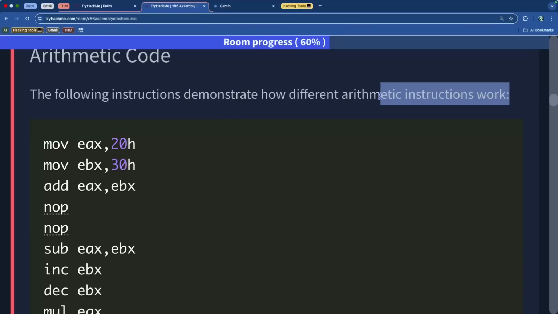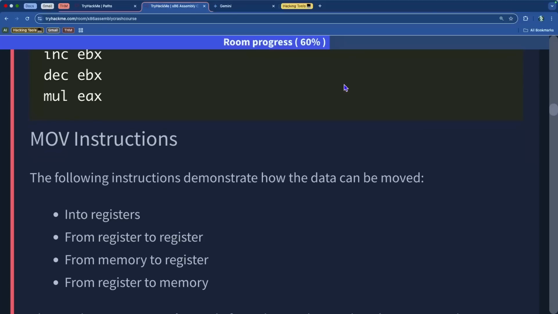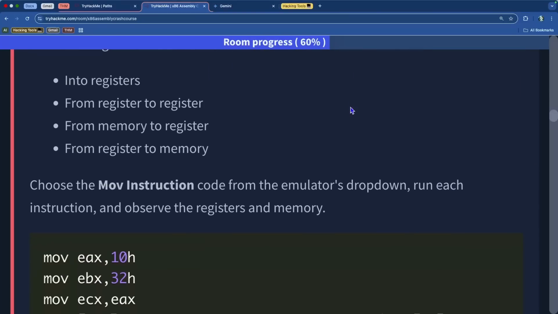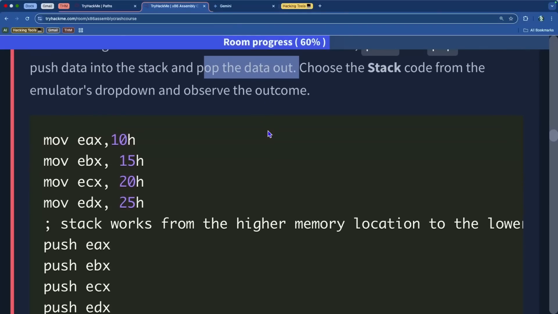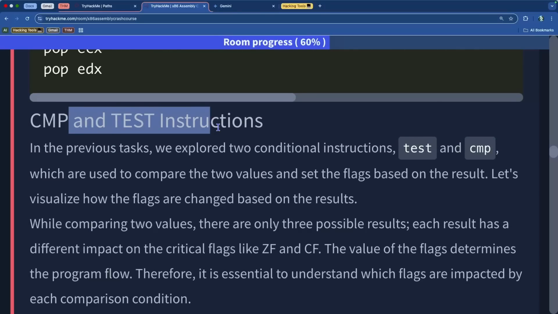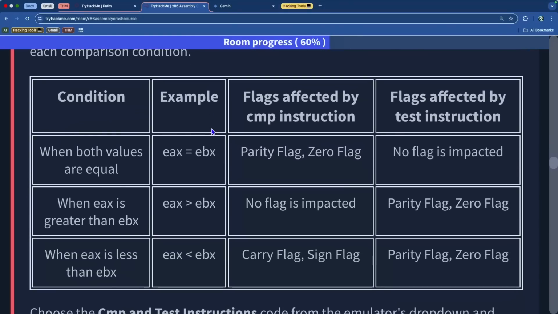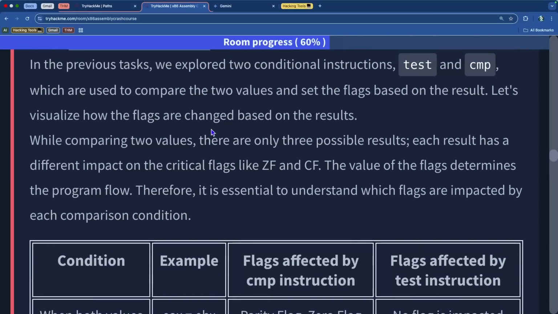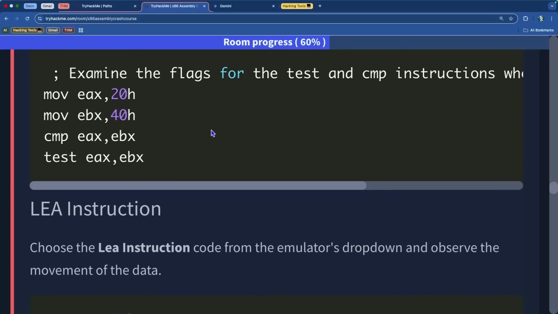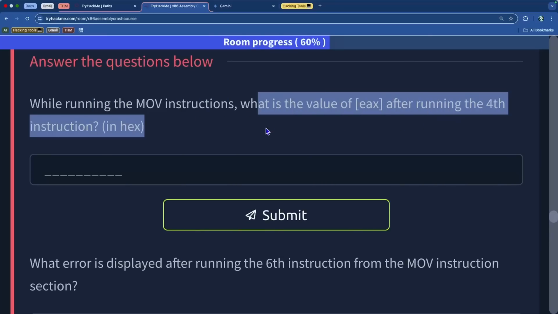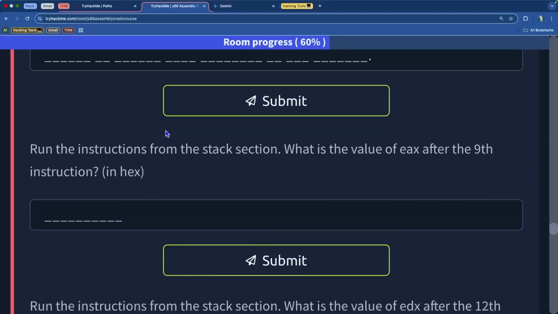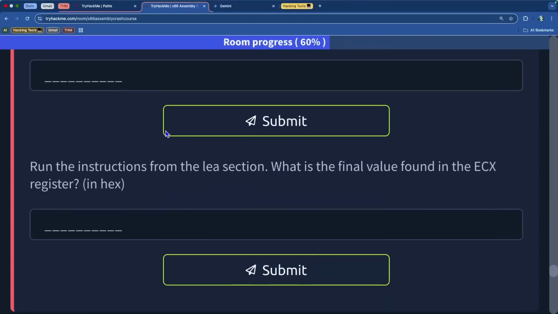The following instructions demonstrate how different arithmetic instructions work. The following instructions demonstrate how the data can be moved into registers, from register to register, from memory to register, etc. And the stack, so they demonstrate two instructions, PUSH and POP, used to push data into a stack and pop the data out. And then CMP and TEST instructions, and we have these available for us as well. We already know essentially what these things are going to do, so we just need to run them. So while running MOV, what is the value of EAX after running the fourth instruction in hex, etc. So that's pretty much it. That's all we've got to do.